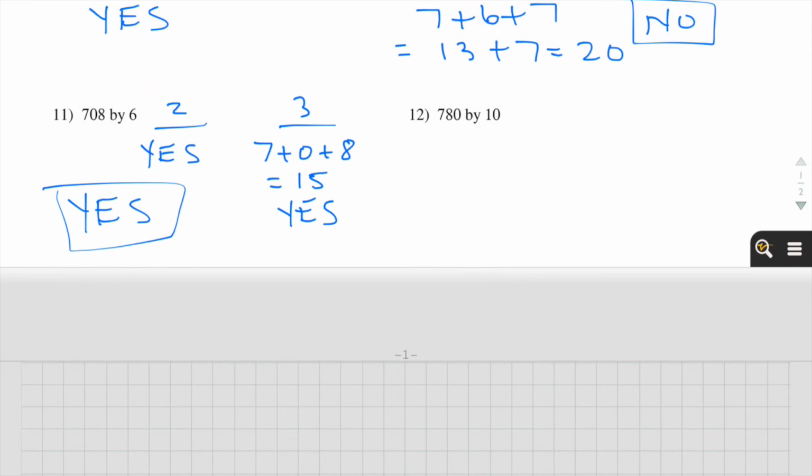Number 12. 780 by 10. Again, the rule for 10 is if the number ends in 0, then 10 can go into it evenly. Because 780 ends in a 0, it is divisible by 10. And this video was on divisibility and factors.